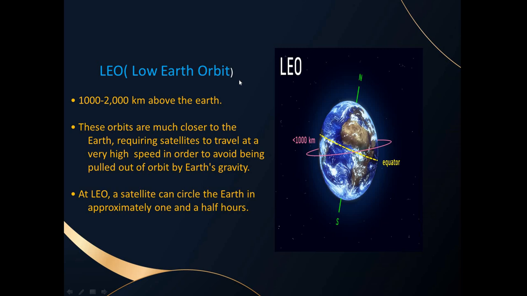LEO is low Earth orbit. It is 1000 to 2000 km above the Earth. These orbits are much closer to the Earth, requiring satellites to travel at a very high speed in order to avoid being pulled out of orbit by Earth's gravity. The LEO satellite can circle the Earth in approximately 1.5 hours.